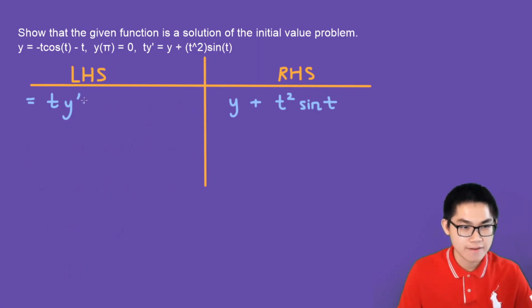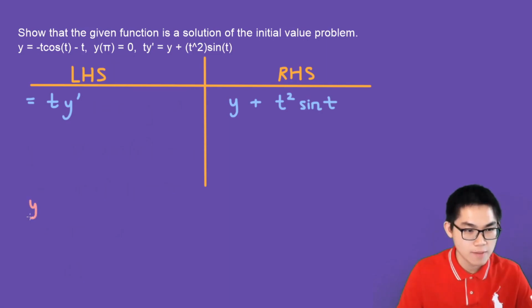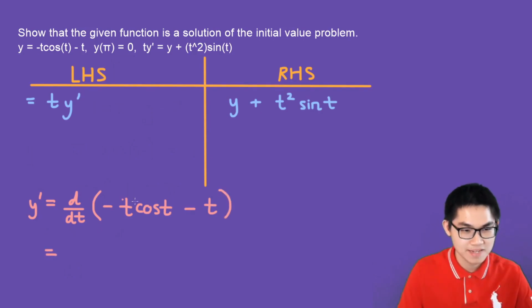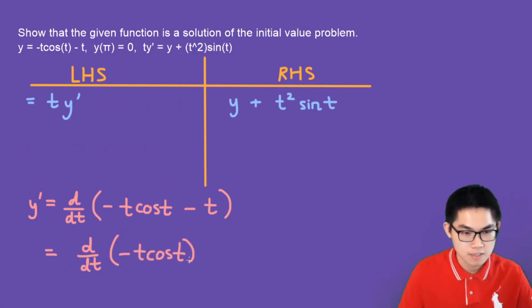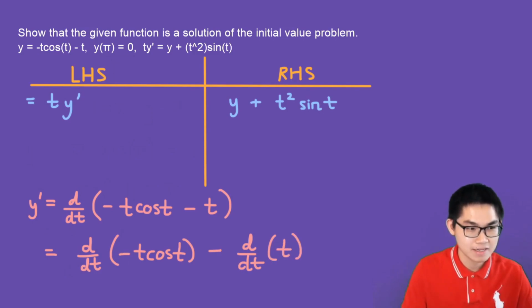Now let's go ahead and find y prime. So y prime is the derivative, dy over dt, of this function, which is negative t times cosine of t minus t. We can split the derivative out, so d over dt of negative t times cos of t minus d over dt of t. And we can also bring this negative sign outside. So let's do that.